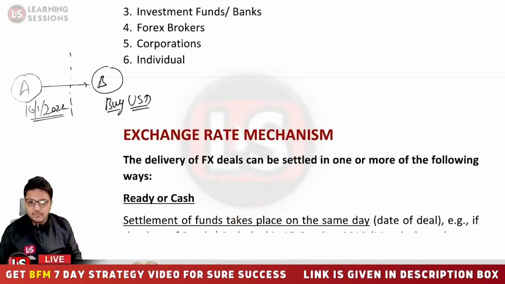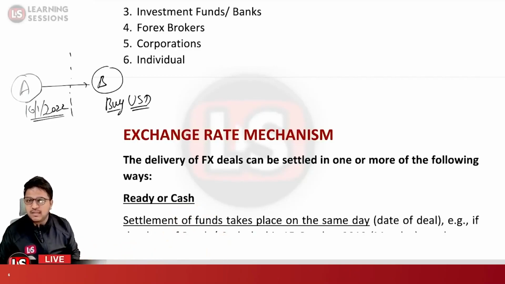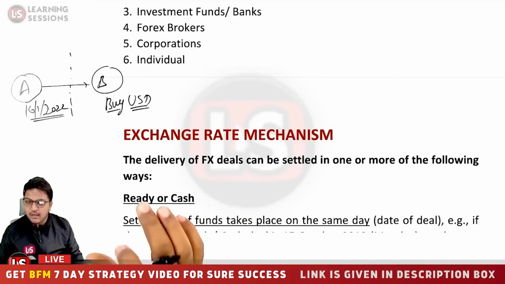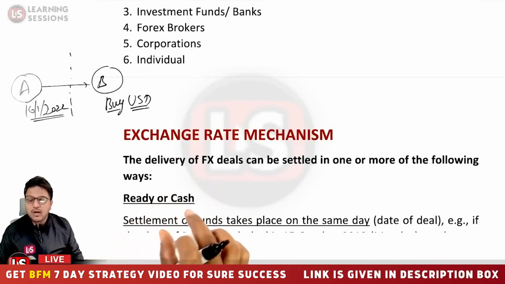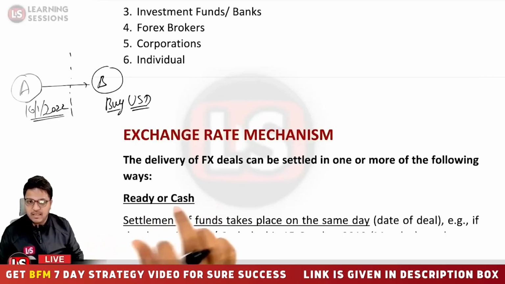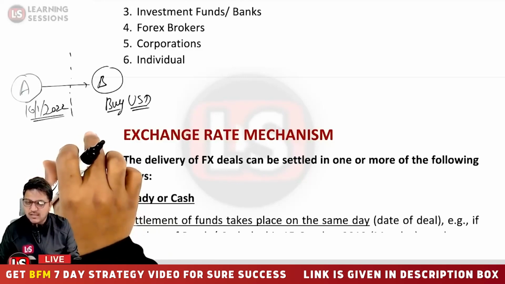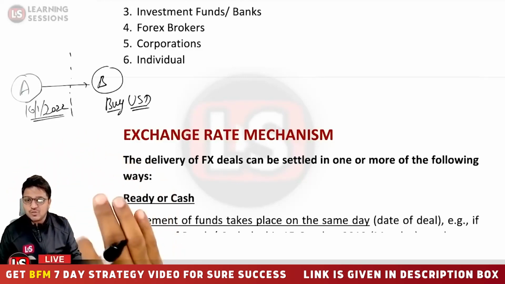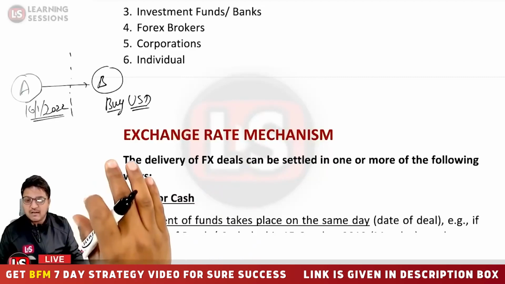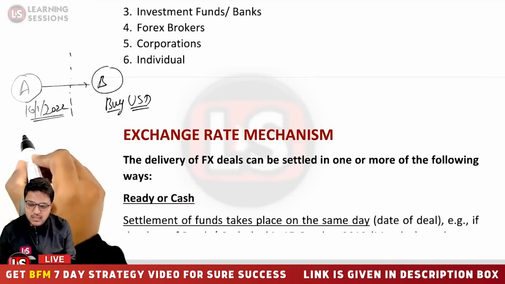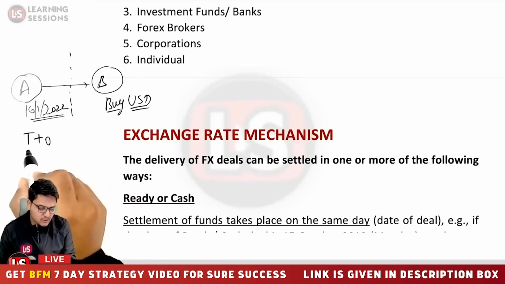But if the settlement of the funds does take place on the same day in both the centers, in that particular case the transaction would be at what rate? It will be the ready rate, also said to be the cash rate. If the transaction settlement date is the same in both the centers, where the buyer and seller are in different territories or in the same territory, and the settlement is on the same day, it is the ready or cash rate. It is said to be on a T plus 0 basis.